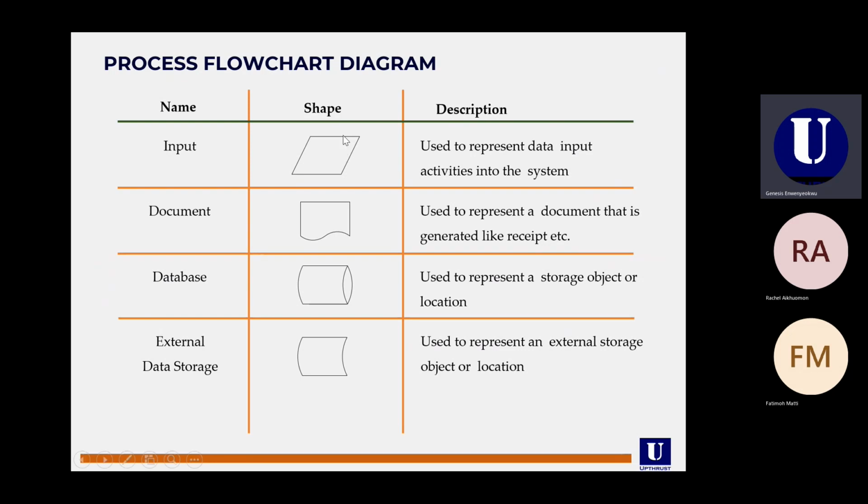You're basically saying that we are going to be fetching data into the system, so there's an input of data from an external source. So we use our input shape to represent that. Then we have the document. If you are going to be printing out a document like a receipt, like a teller, then we can use our document shape to represent that.